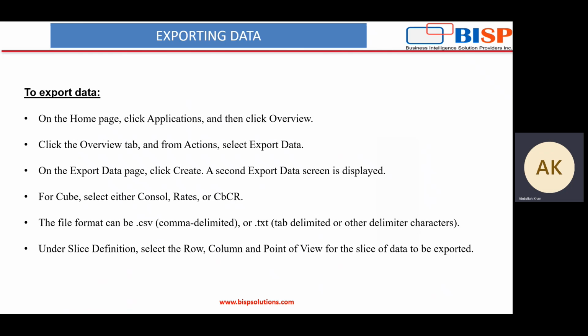From there, we can export the data as per our requirement, and the data can be exported in the .csv, comma delimited format, or .txt, that is tab delimited or other delimited characters format. And we can select the intersection, the rows and the columns for which we want the application to export our data. Let's go to the application and try to export data for a particular entity.